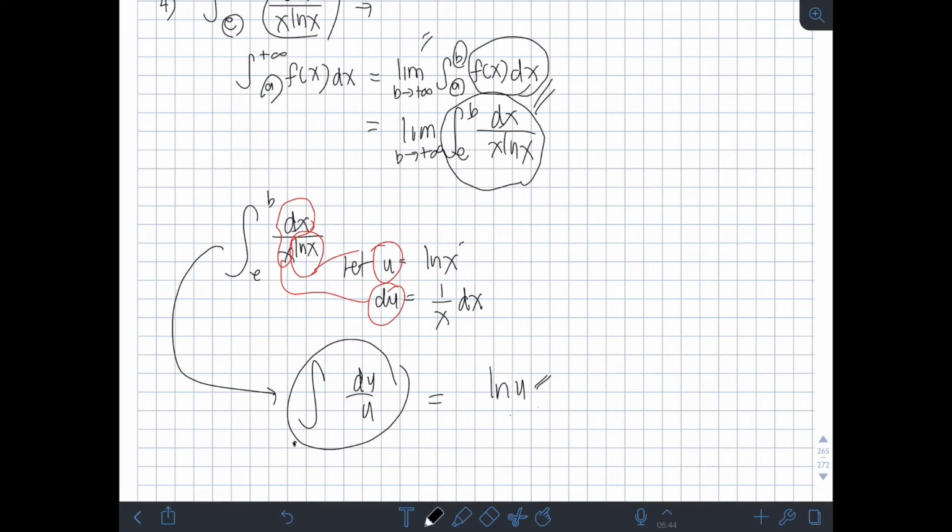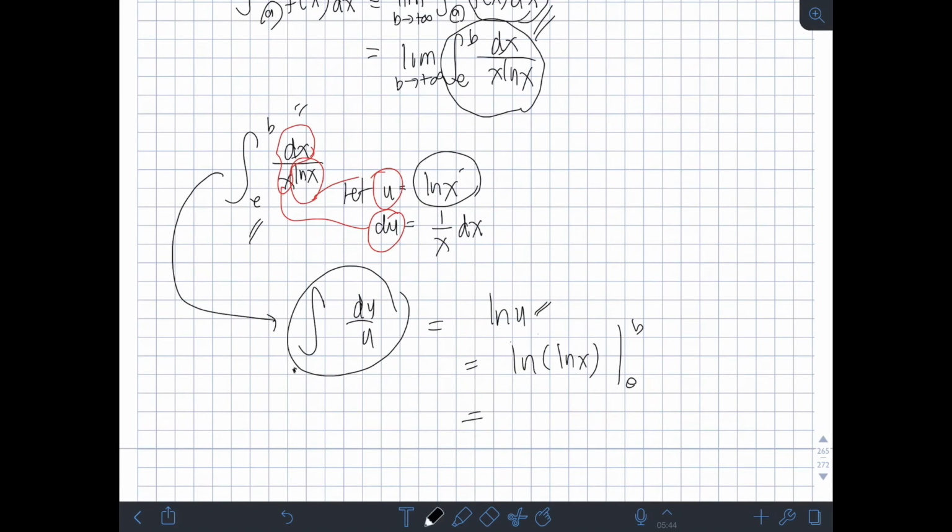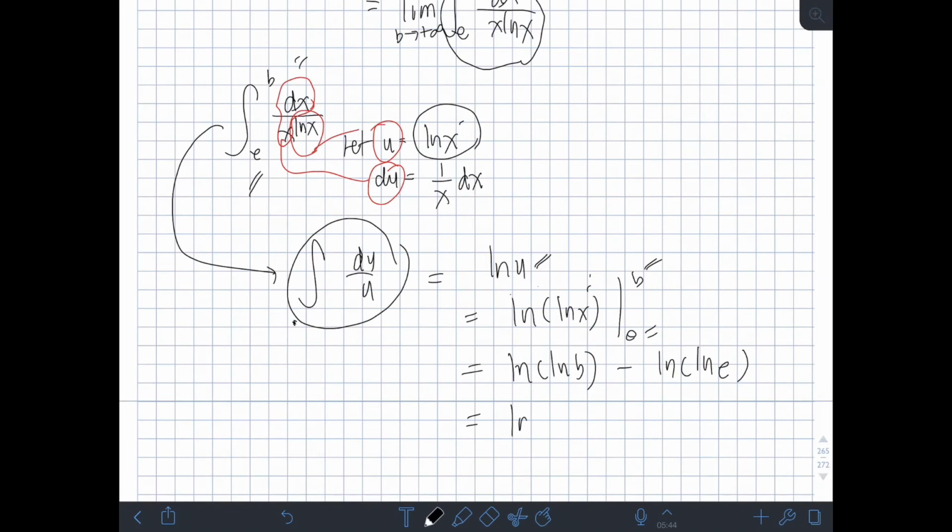So integral ng du over u, alam natin equal yan sa ln u, right? Ngayon, ibalik natin yung u in terms of x, which is ln x. So, equal siya sa ln of ln x. Then, tsaka natin evaluate sa lower at upper limit na from e to b. So, substitute muna natin yung b sa x. So, magiging ln of ln b. Minus, substitute naman natin yung e sa x, ln of ln e.